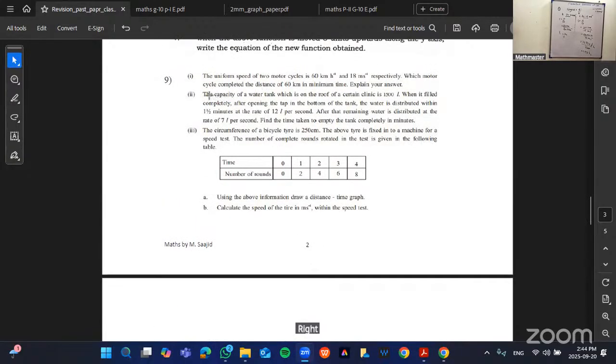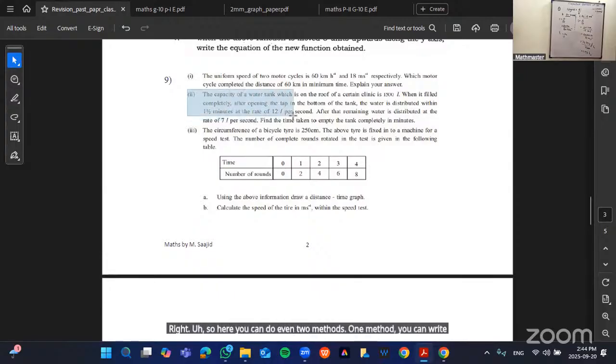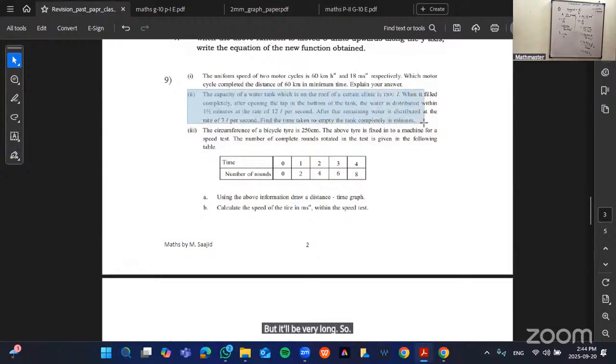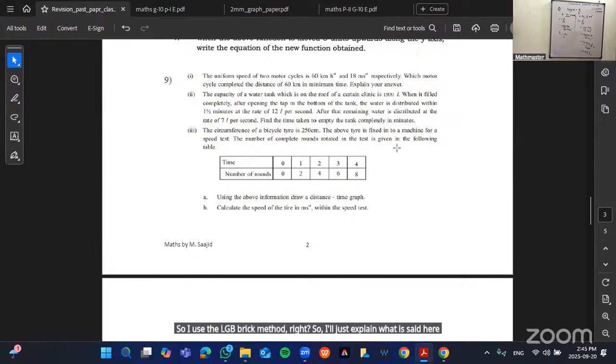Right. So here you can do it in two methods. One method you can write statements and do this, but it will be very long. So I prefer a very short method. So I use the algebraic method, right? So I'll just explain what is said here and then I will do this on both, right?